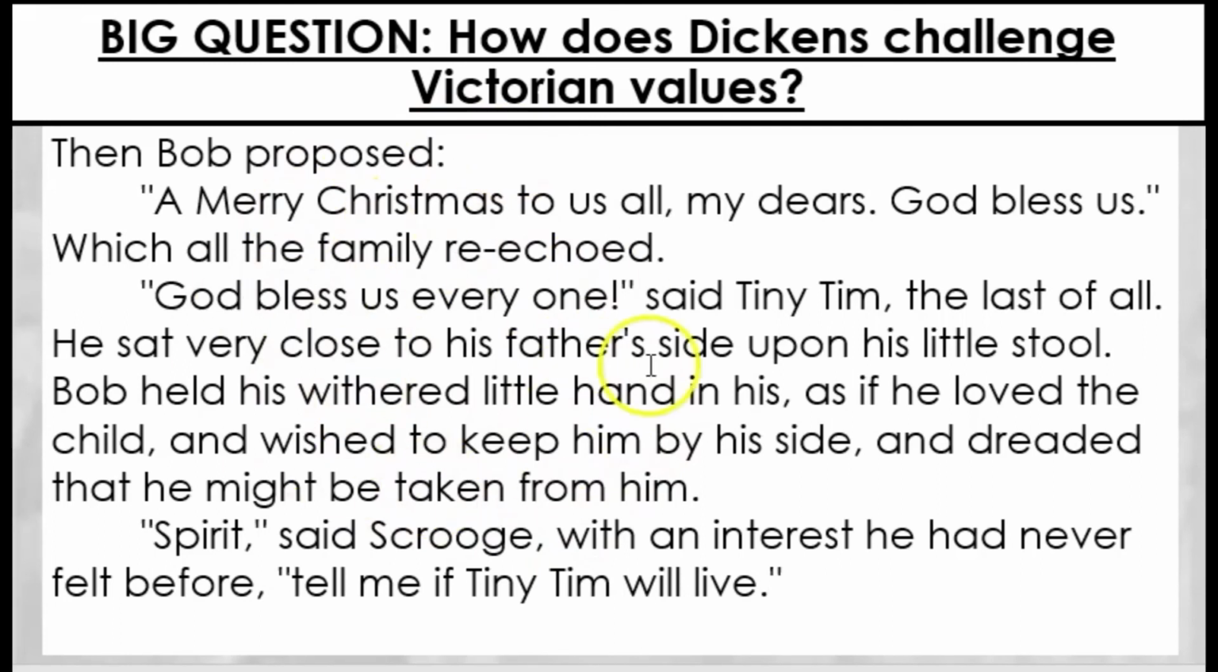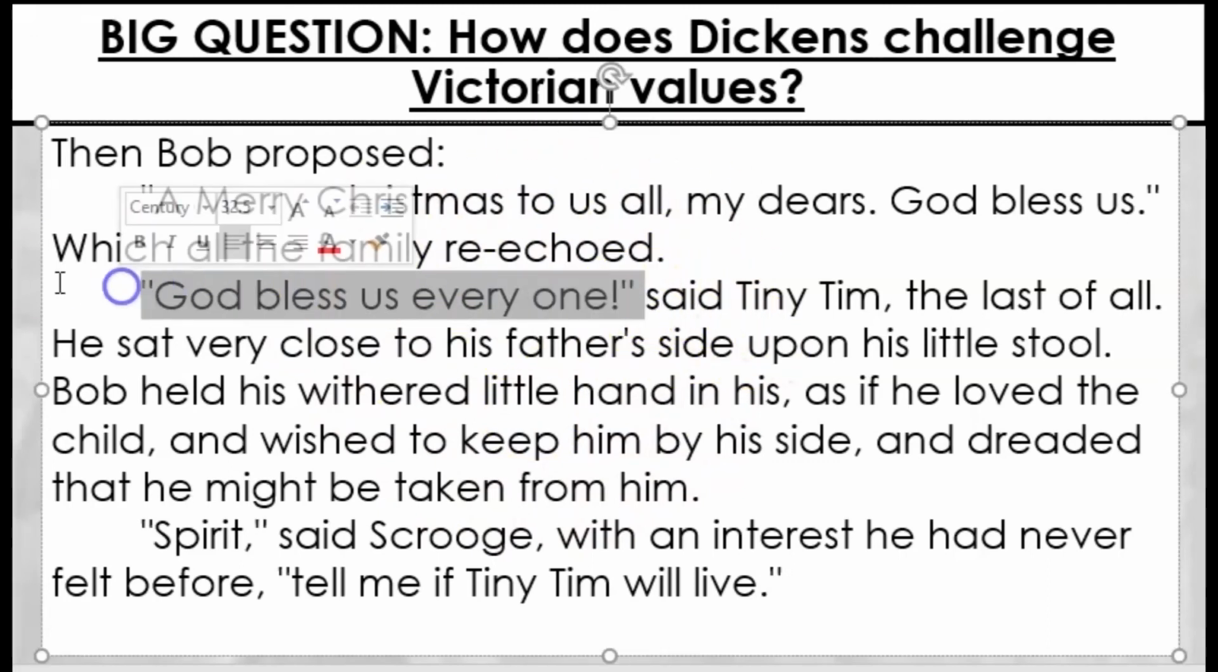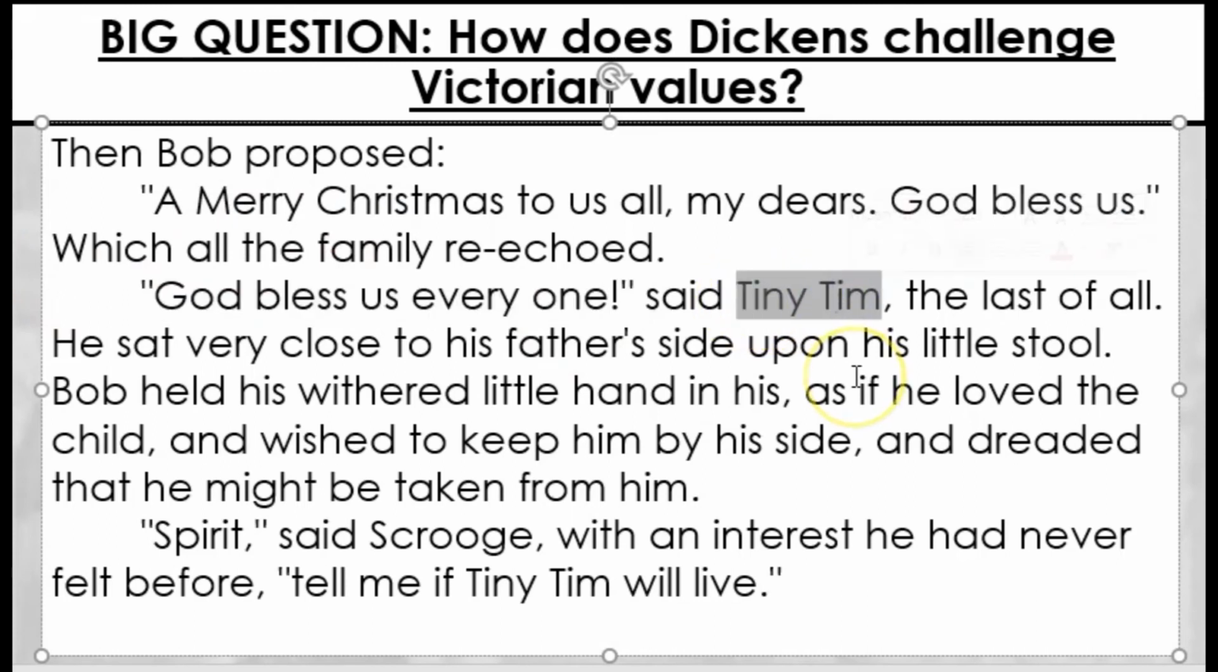To finish the Christmas meal, basically Bob wishes everyone a Merry Christmas. But then what happens is Tiny Tim takes it a stage further by saying, God bless us, everyone. So he expresses Christmas wishes for every person on earth, all humanity, this idea of the generosity of his spirit. And it's quite significant that it's coming from Tiny Tim because, of course, he has the least of all. He's got this disability.